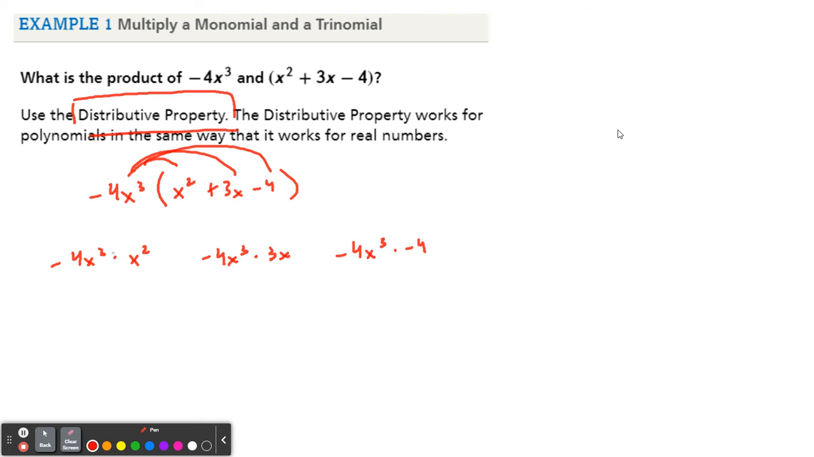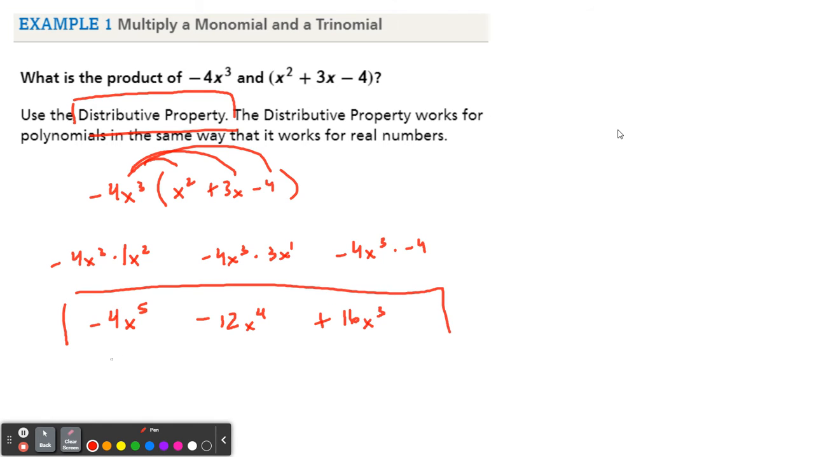Okay. So this is negative 4x cubed times 1x squared. Negative 4 times 1 is negative 4, and you add the exponents. X to the third times x to the second is x to the fifth, 3 plus 2. Negative 4 times 3 is negative 12, so this is a minus 12. X to the third times x to the first, you add the exponents, that becomes x to the fourth. And then negative 4 times negative 4 is positive 16. And the x to the third is the only variable, so you leave it alone, x to the third. And this is your simplified polynomial.